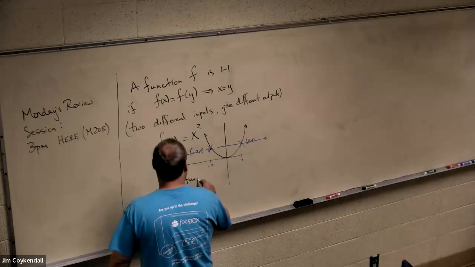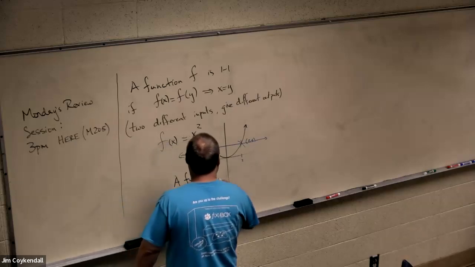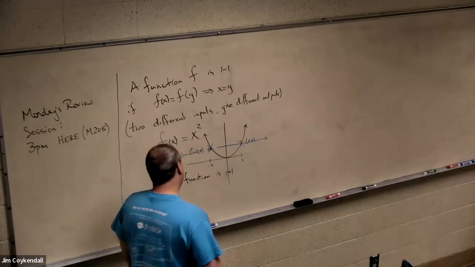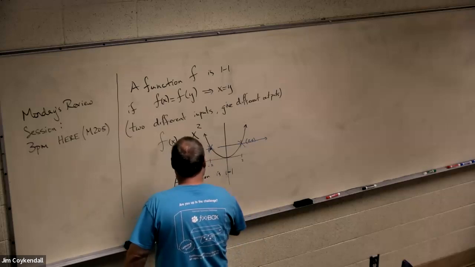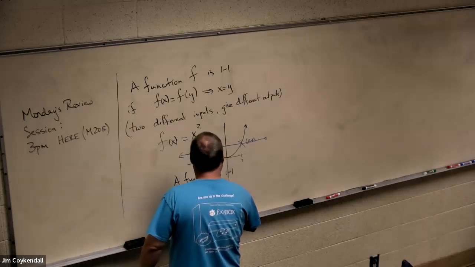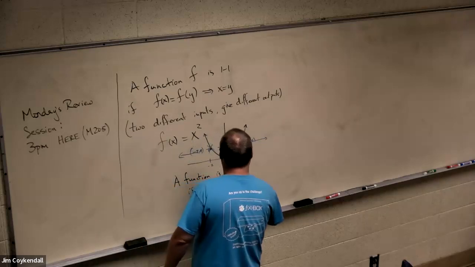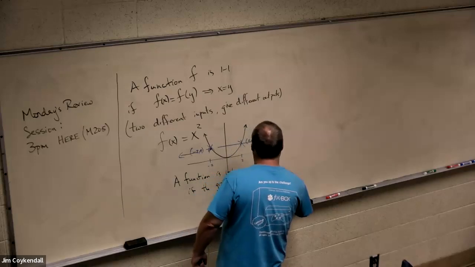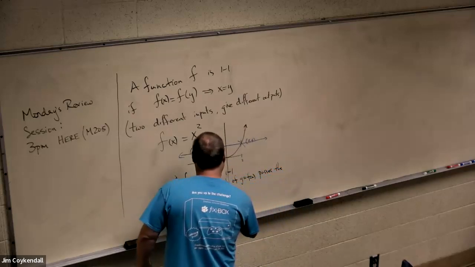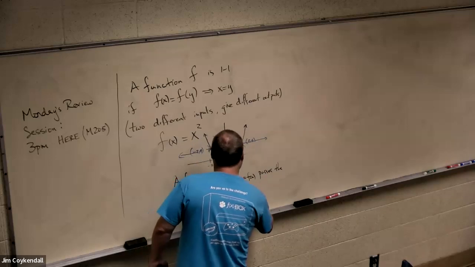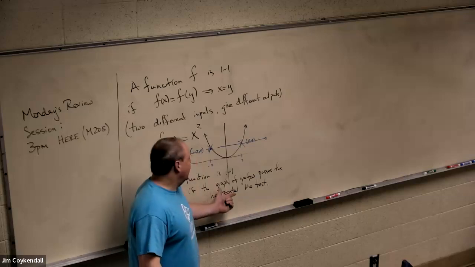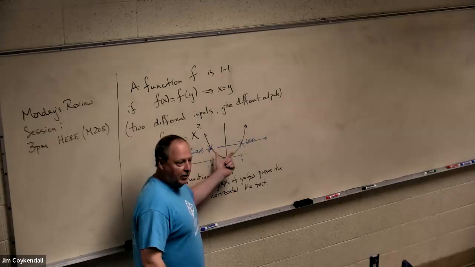A function is one-to-one if the graph of y equals f of x passes the horizontal line test. And what does it mean to pass the horizontal line test? It means you can't pass a horizontal line through the graph and have it hit the graph at more than one point.